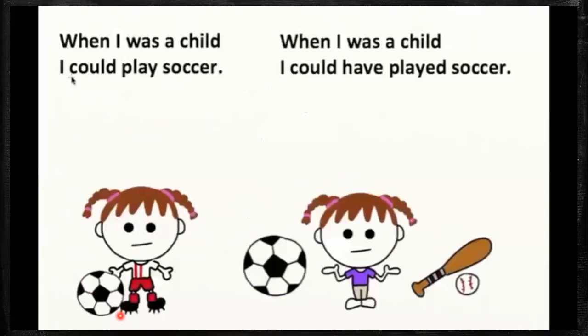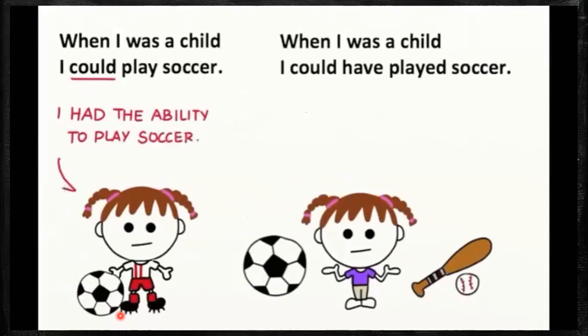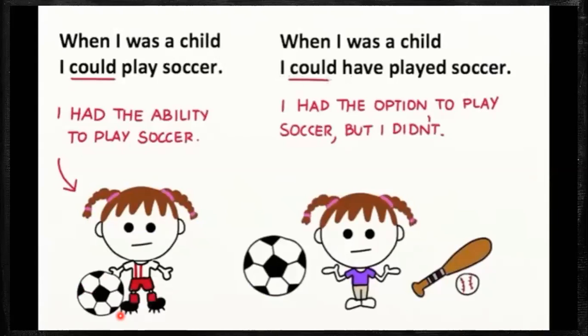Let's look at these two sentences. When I was a child, I could play soccer. When I was a child, I could have played soccer. What's the difference? Well, could means I had the ability to play soccer. Could have played means I had the option to play soccer, but I didn't. I could have played softball too.